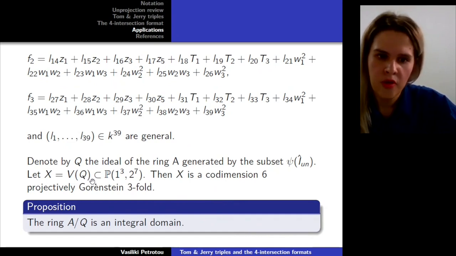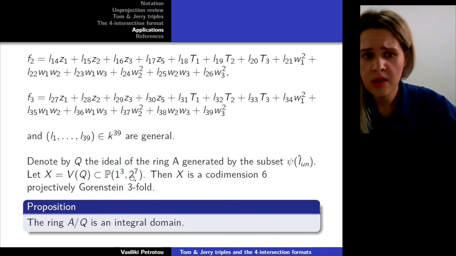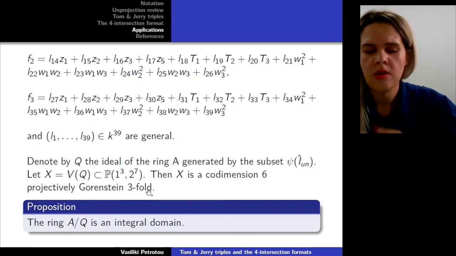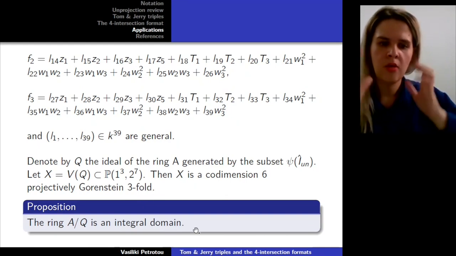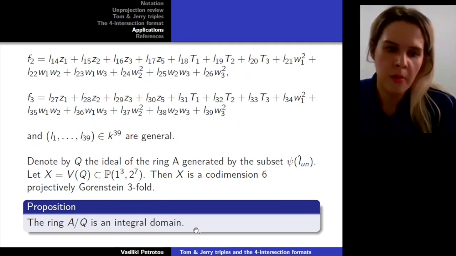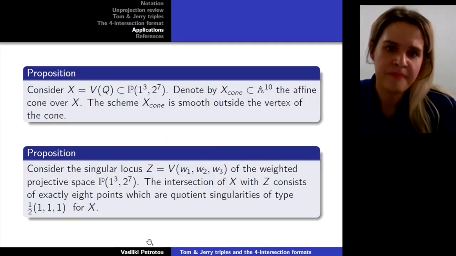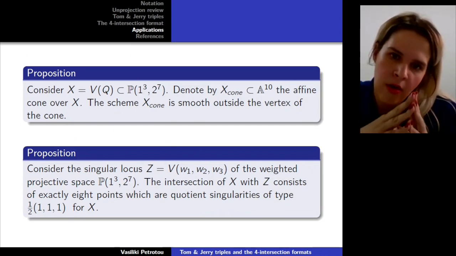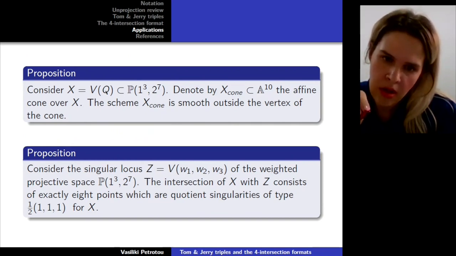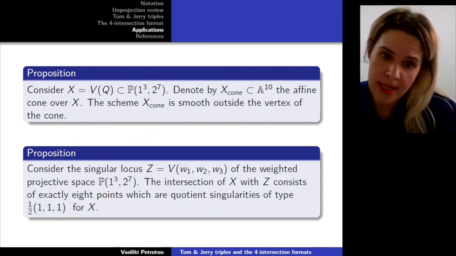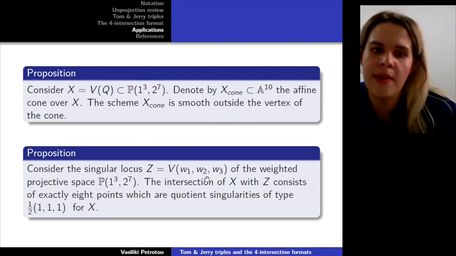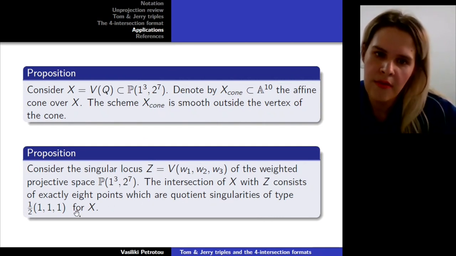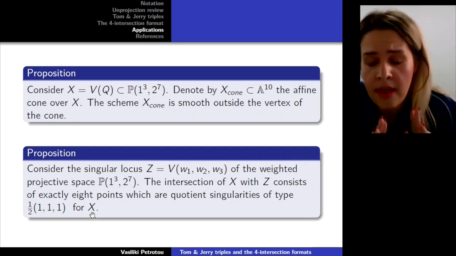We have an object of codimension 6, as we said before. So the dimension of this ring is 4. So the Proj is 3-dimensional. We checked using Macaulay2 that this quotient is an integral domain. And moreover, using Macaulay2 and Singular, that the only singularity of our object is at the vertex of the cone, and that the intersection of our object with the singular locus of the weighted projective space is exactly 8 points, which are quotient singularities of this type, exactly as described in the database.